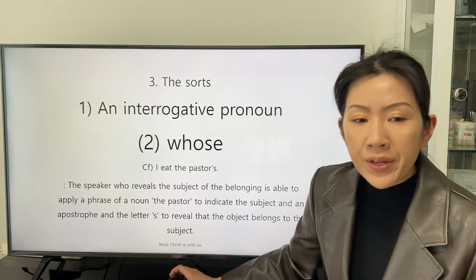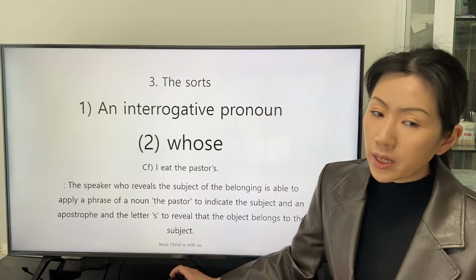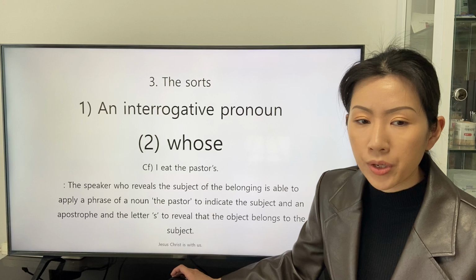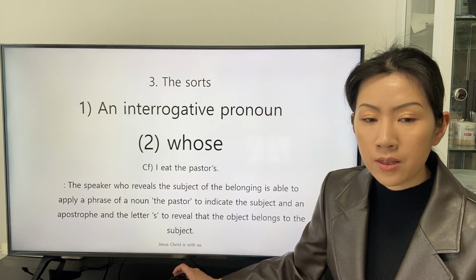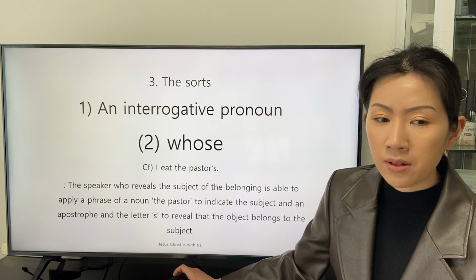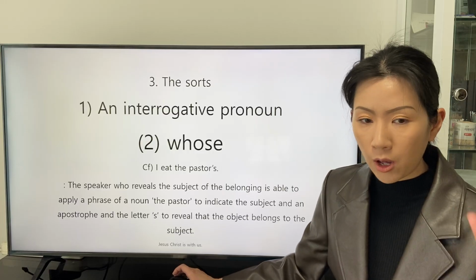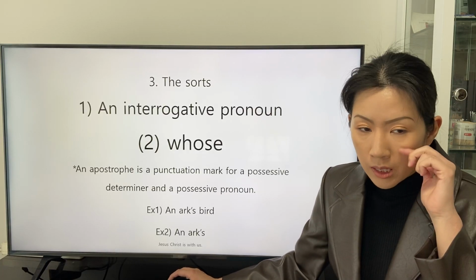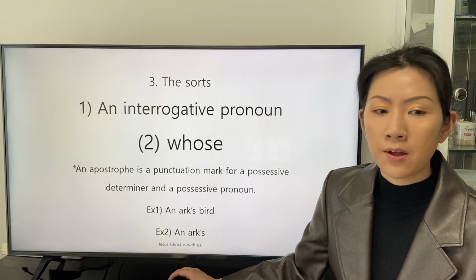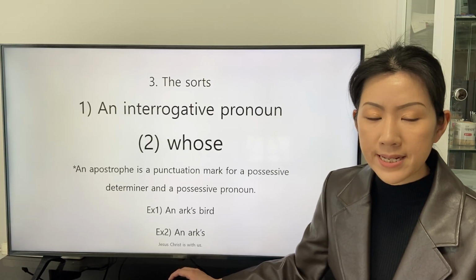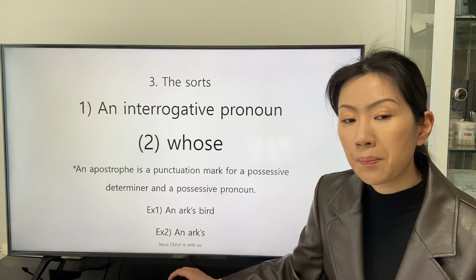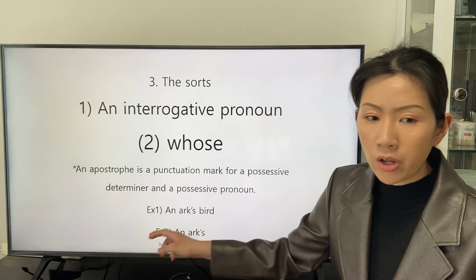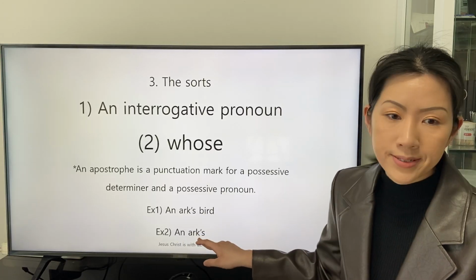The speaker who reveals the subject of the belonging is able to apply a phrase of a noun, the pastor, to indicate the subject, and an apostrophe and the letter s to reveal that the object belongs to the subject. An apostrophe is a punctuation mark for a possessive determiner and a possessive pronoun. There are two examples: on ark's bird, on ark's.